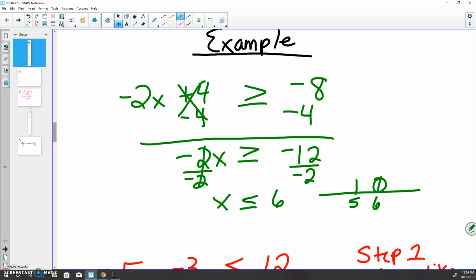Is it going to be colored in? Yeah. And this is also going to the left-hand side.